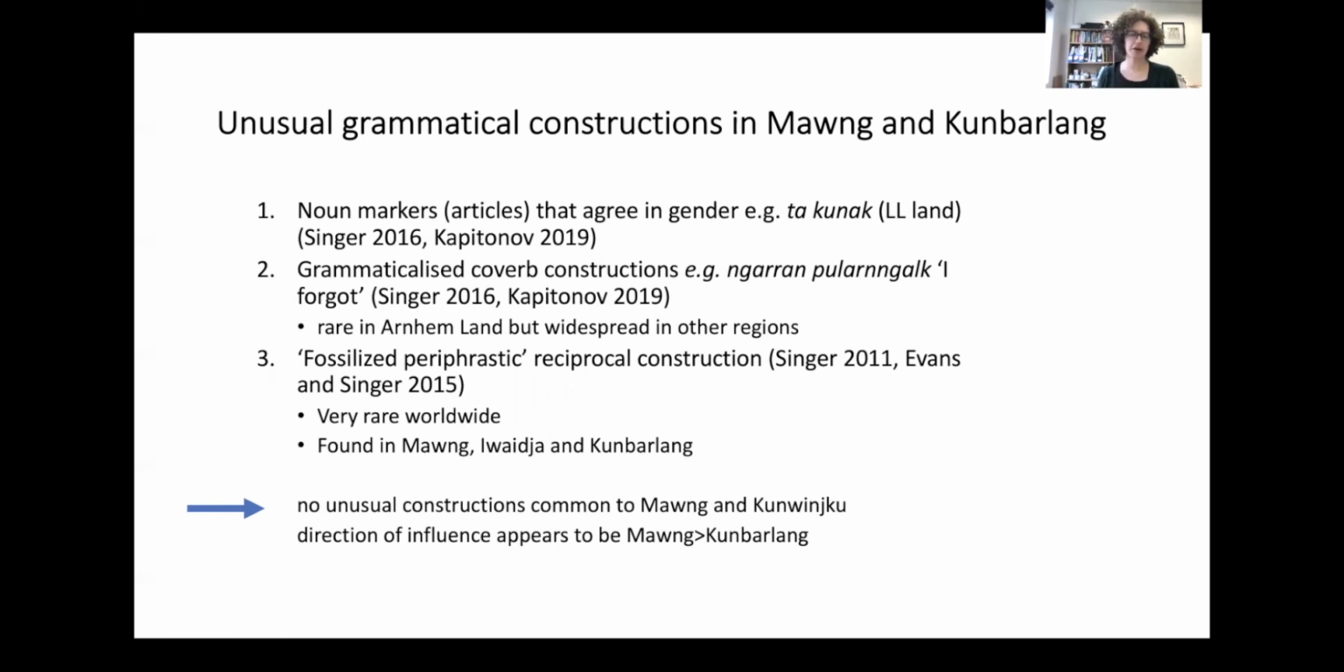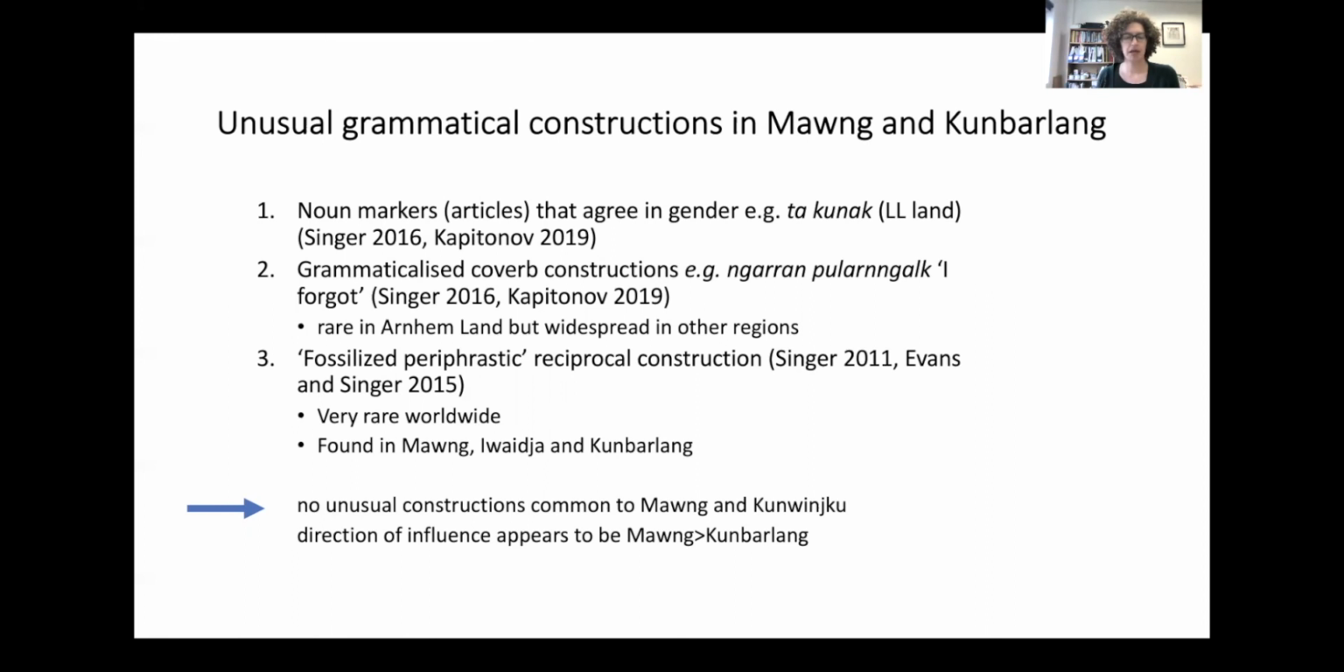Also, grammaticalized coverb constructions. So, for example, the main way to say I forgot in Mawng, ngaran pulangalk, involves the verb ngaran and pulangalk, which is a non-inflecting element that usually follows the verb. So these are actually widespread in some other parts of Australia, but not in this part of Australia. They're only found in Mawng and Kunbarlang.